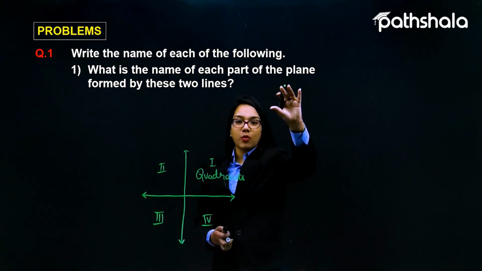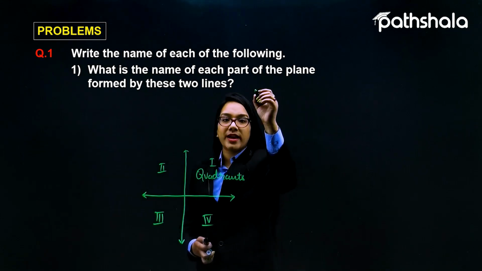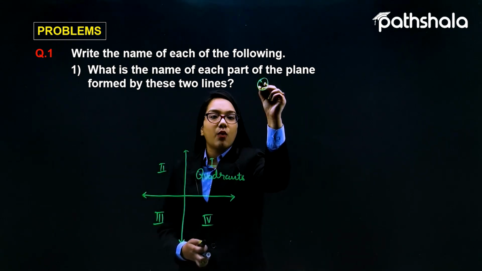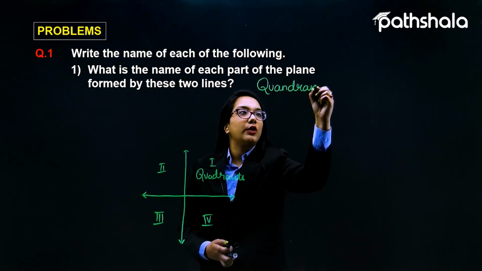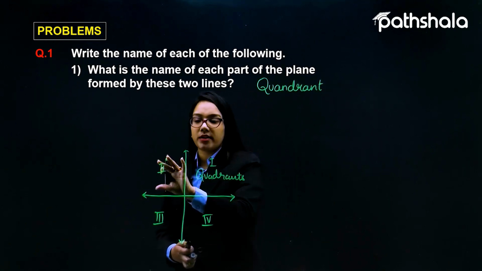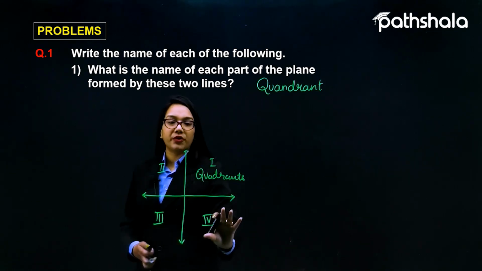So question number 1 asks what is the name of each part of the plane formed by these two lines. The answer is a quadrant. Each part is called a quadrant. This is quadrant 1, quadrant 2, quadrant 3, quadrant 4.